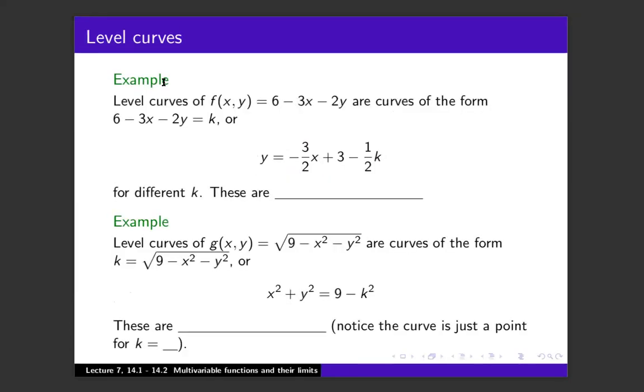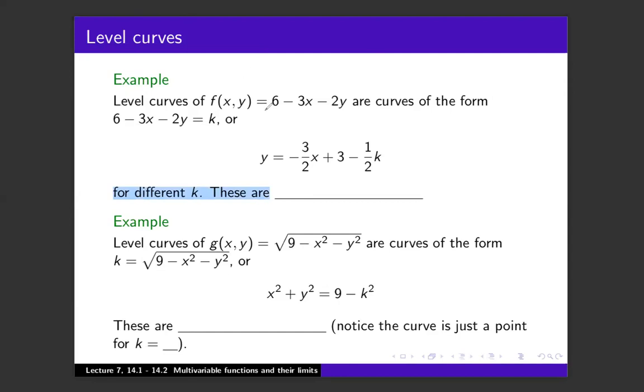So let's look back at the graphs that we had before. For the plane, we had f(x,y) equals 6 minus 3x minus 2y. Now the level curves of that look like 6 minus 3x minus 2y equals k, where k are different constants. If you undo all that, you get y equals negative 3/2 x plus 3 minus 1/2 k. Now again, k is a constant. That's very important here. So if k is a constant, we can see what these curves are. Those curves are going to be parallel lines.